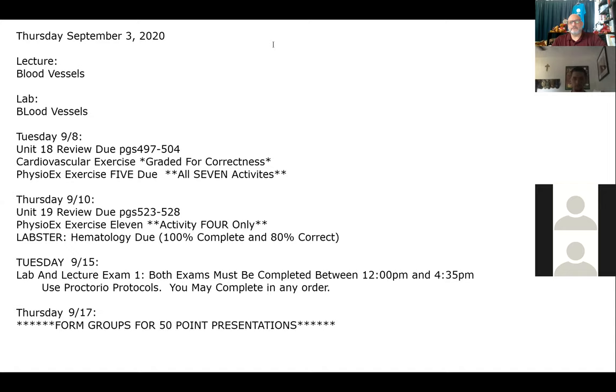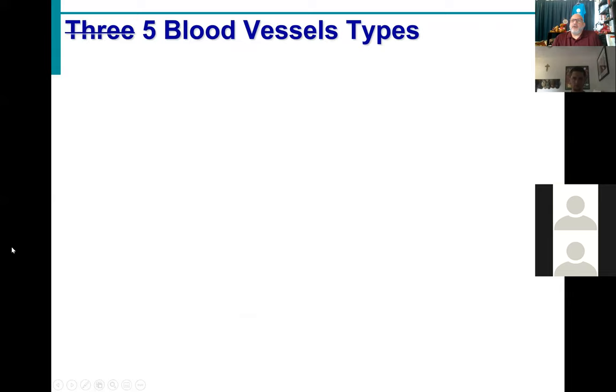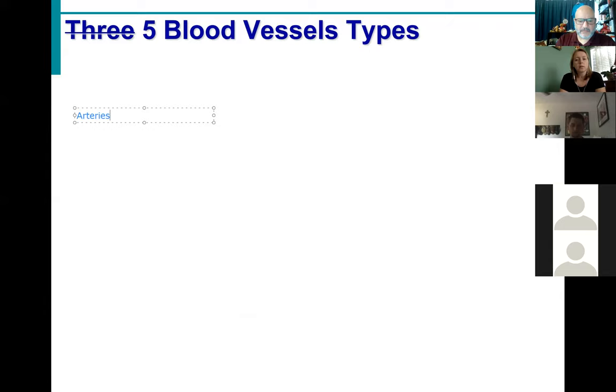Blood vessels. So, again, your book, it's one of those things that they talk about but don't necessarily emphasize. Up to this point in time, we have talked about three main types of blood vessels. And, of course, what are the three main types of blood vessels we have identified? Arteries, veins, and capillaries.